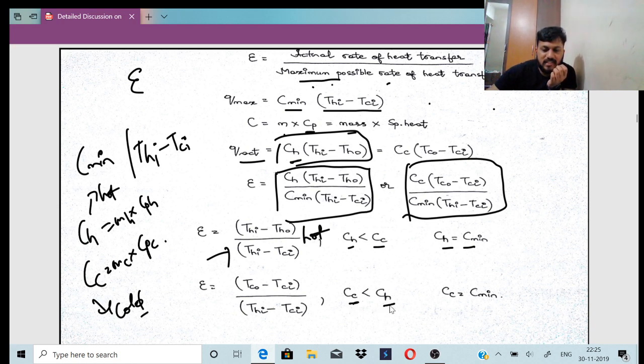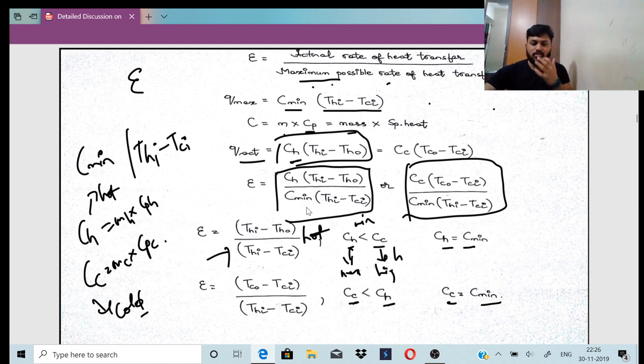And if CC is less than CH, CC will become C minimum. ठीक है, तो ये CC CH. If CH is having maximum value, it will be called a maximum heat capacity, and if CH is having minimum value, it will be called a minimum heat capacity. तो अगर CH का वैल्यू CC से कम है तो CH मिनिमम हीट कैपेसिटी हो जाएगा. मतलब C minimum और CH का वैल्यू सेम रहेगा, तो C minimum CH दोनों कैंसिल हो जाएगा. If this is the possibility, this will be the answer and formula for hot fluid.